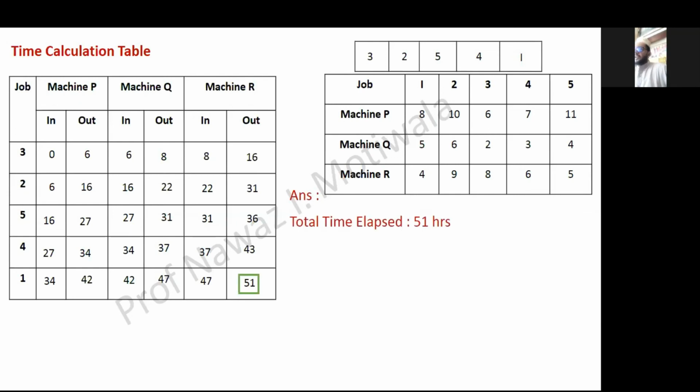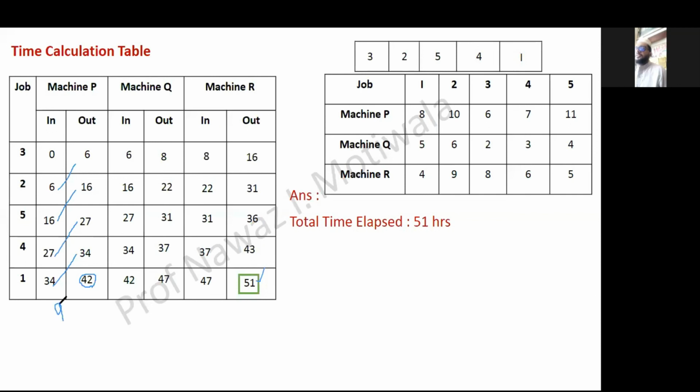Now let me help you find the idle time for machine 1. For machine 1, 6 and 6, no idle time. 16 and 16, no idle time. 27 and 27, no idle time. 34 and 34, no idle time. But all the jobs on machine 1 were completed at time t equal to 42 hours, and the last job comes out of the machine at 51. So till this time 51, machine 1 has to wait or remain idle. So 51 minus 42, the idle time for machine 1 will be 9 hours.